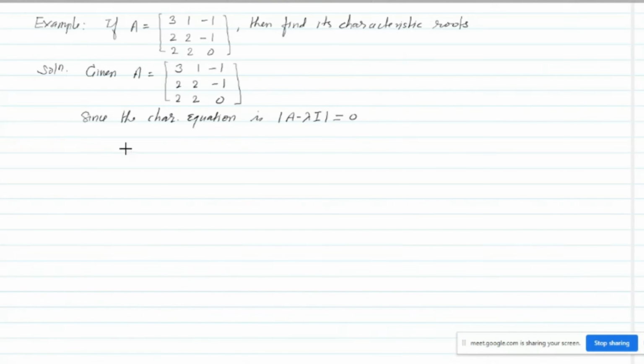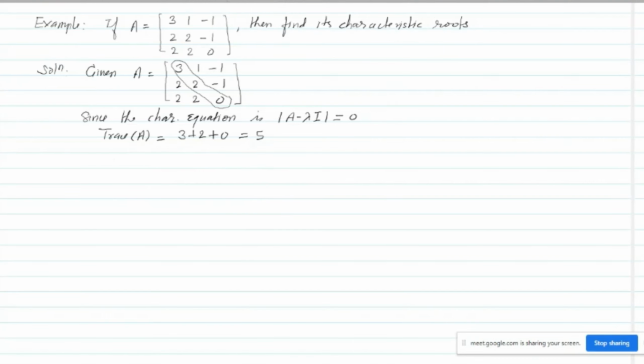For that we need the trace of the matrix, so we first find the trace. Trace of matrix A is equal to the sum of the diagonal elements, that is 3 plus 2 plus 0. How much is this? 5. The trace is 5.